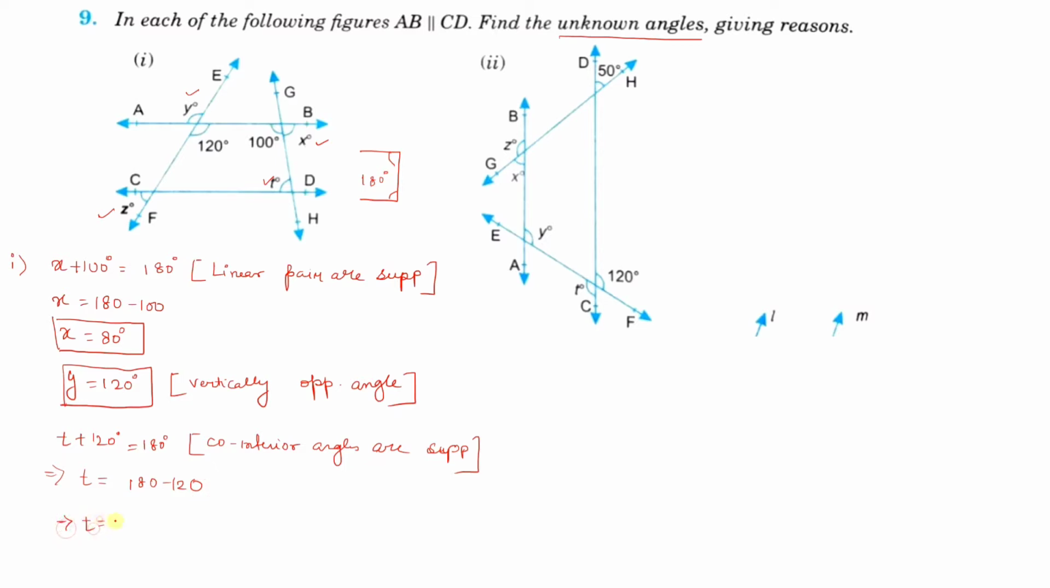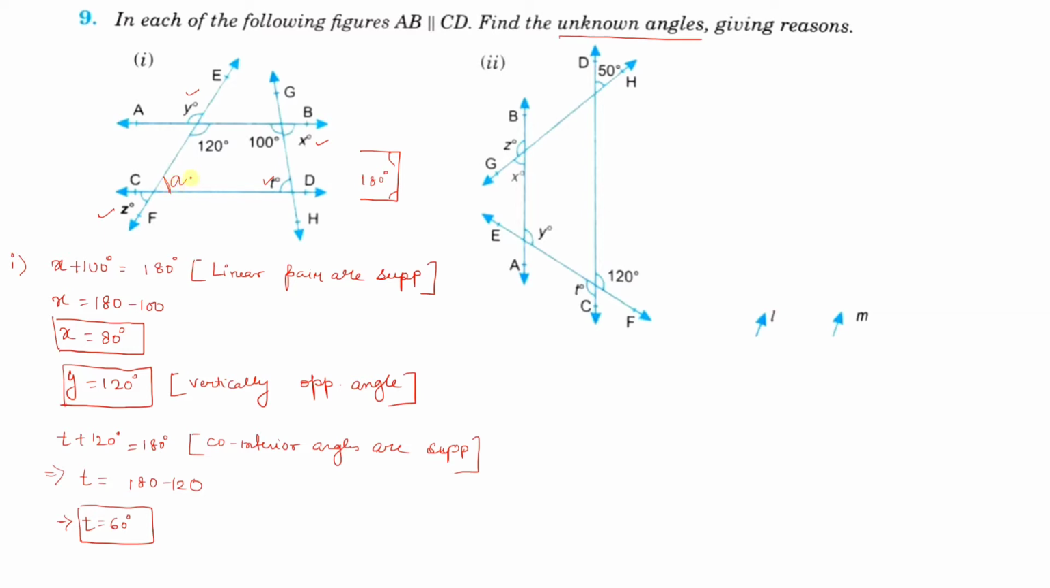T will be how much? 60 degree. Next we have to find the value of z. So in this case we cannot use any of the properties, either corresponding or co-interior or anything. So first we have to find the value of this angle. So let us write it as a. So what will be the value of a?